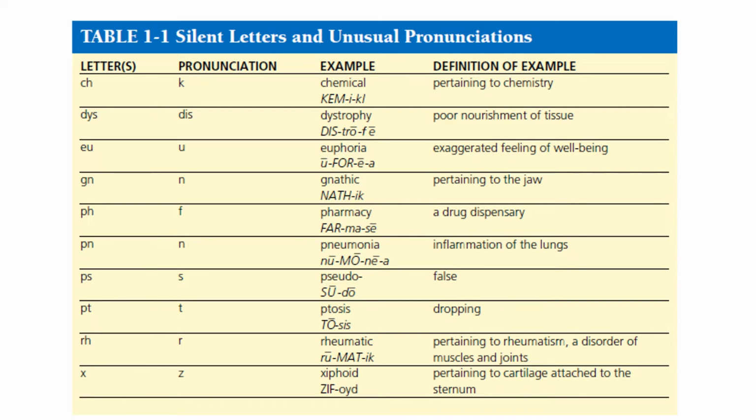The next one is the letter X. It is pronounced as the letter Z. The example is xiphoid, which is pertaining to the cartilage attached to the sternum. That's why we have what we call the xiphoid process, located in the inferior portion of the sternum.